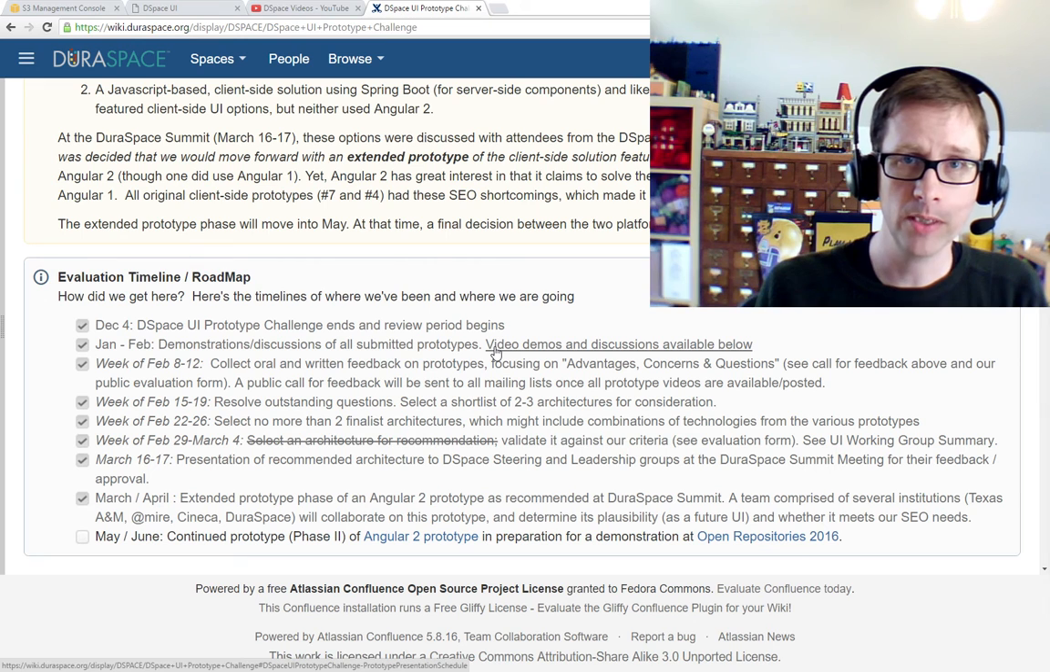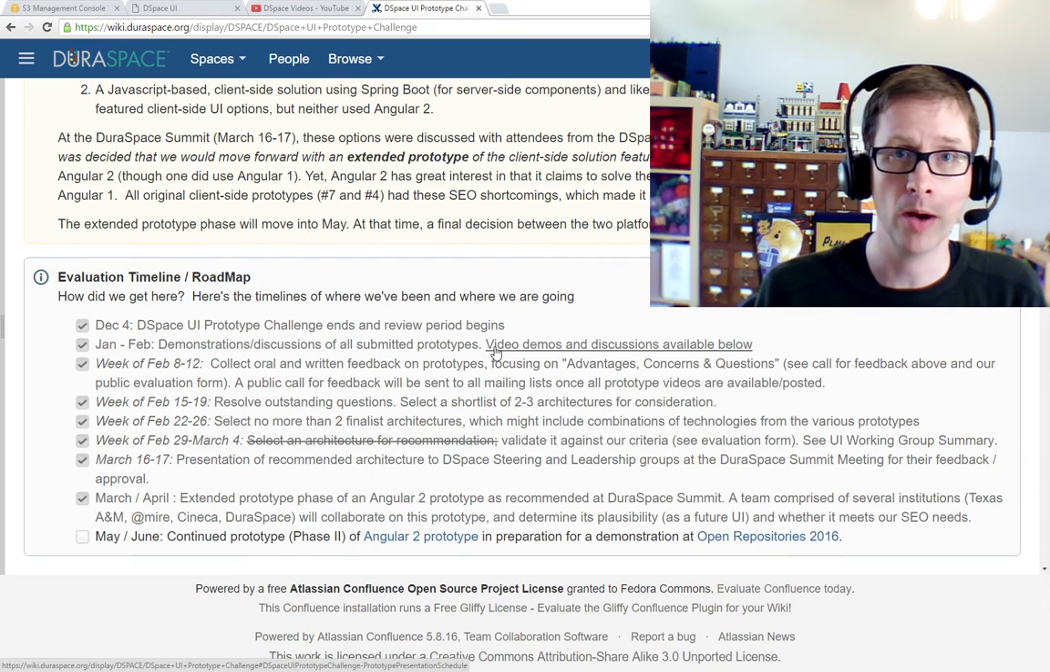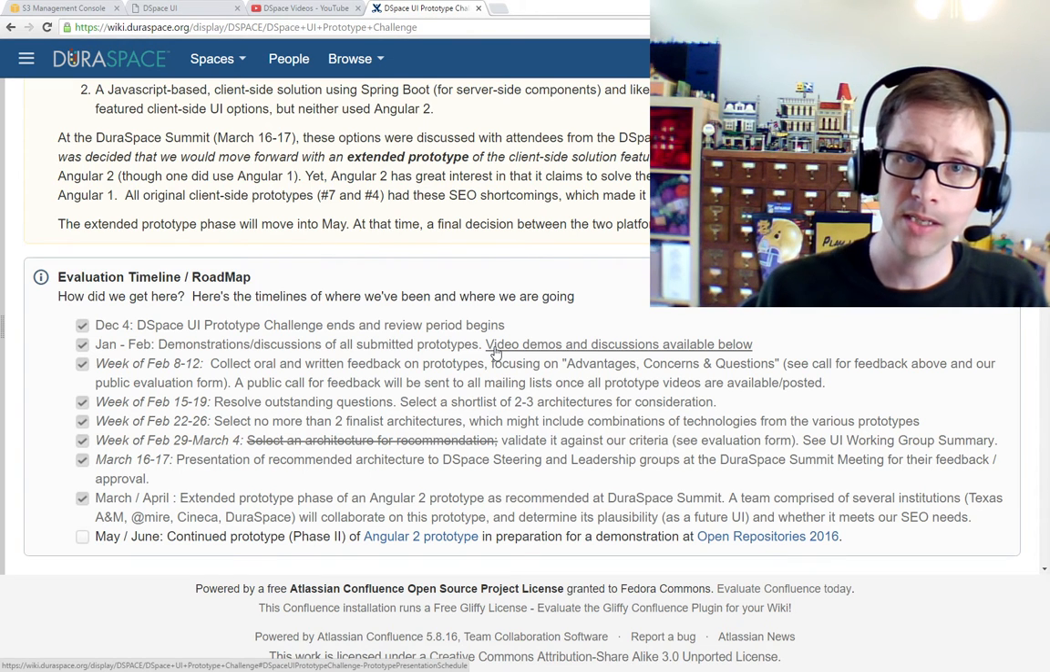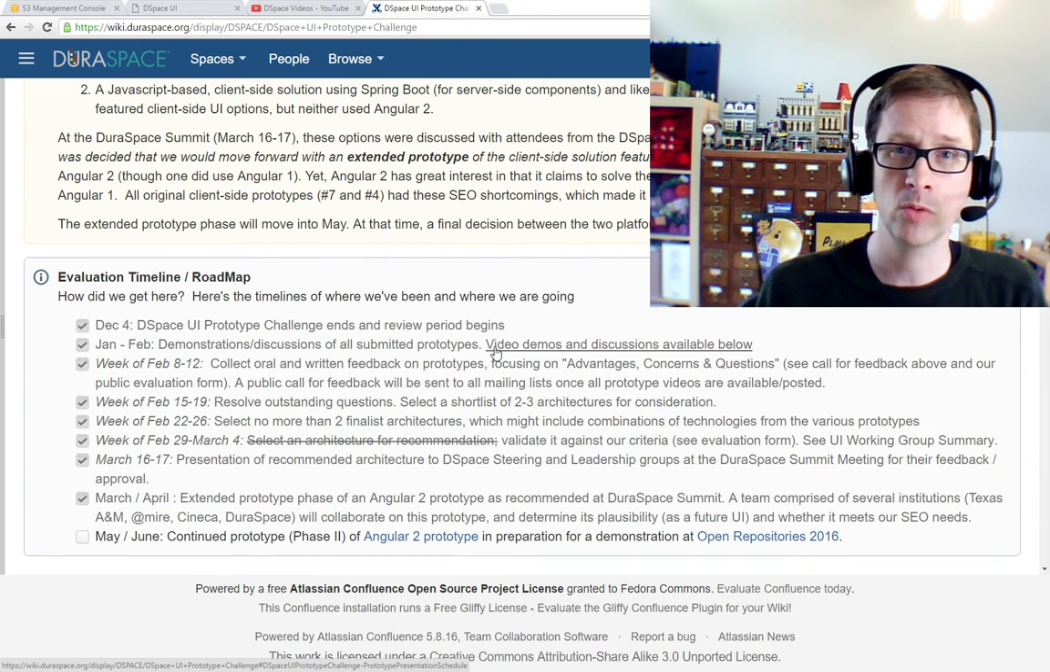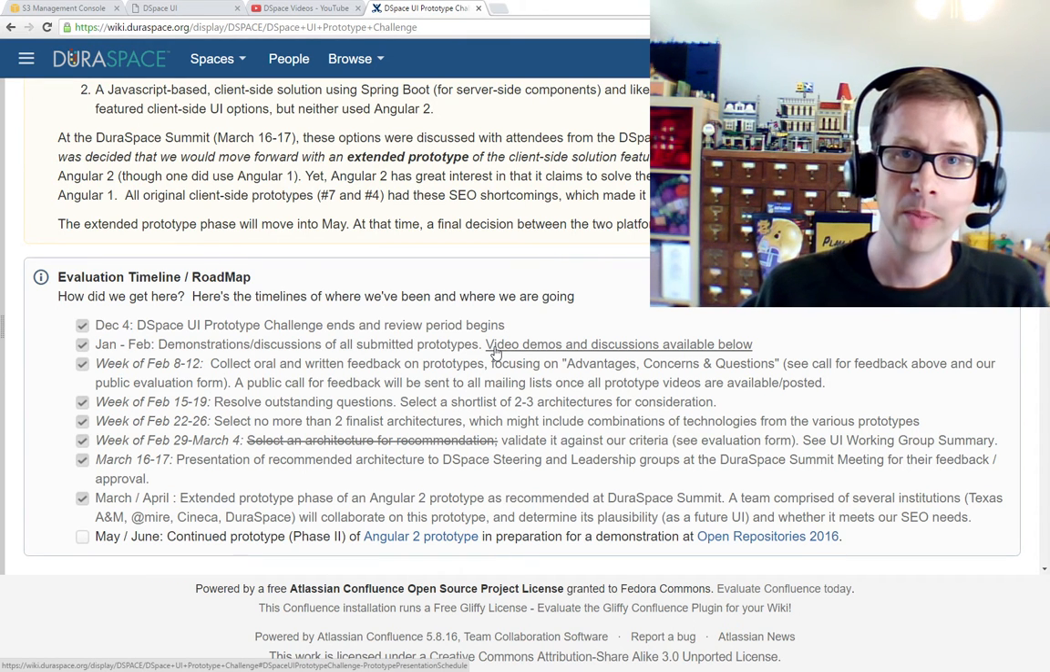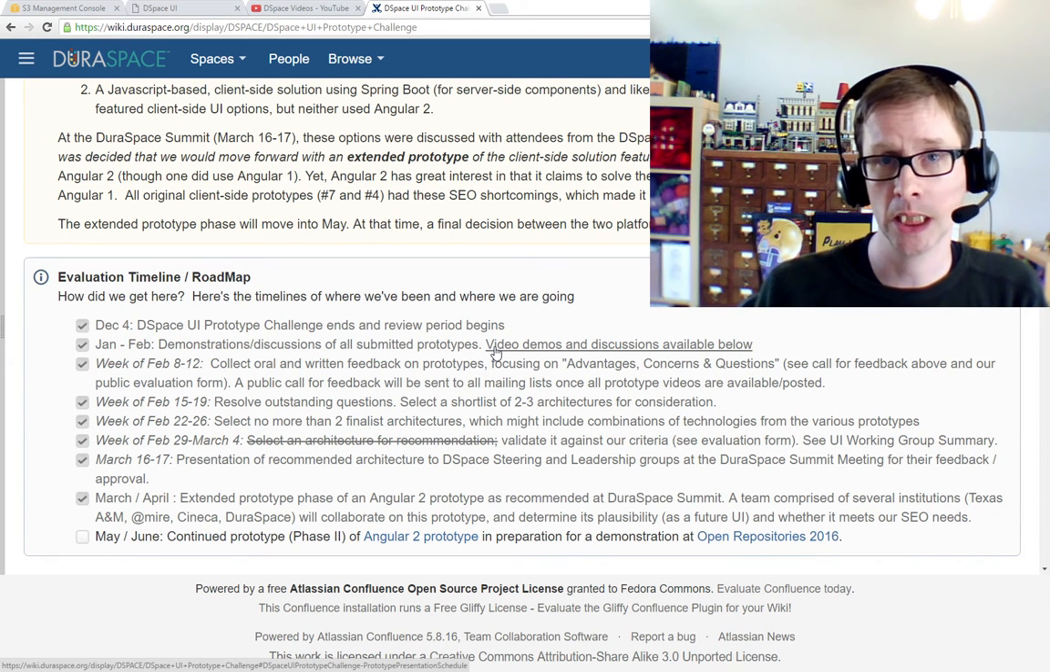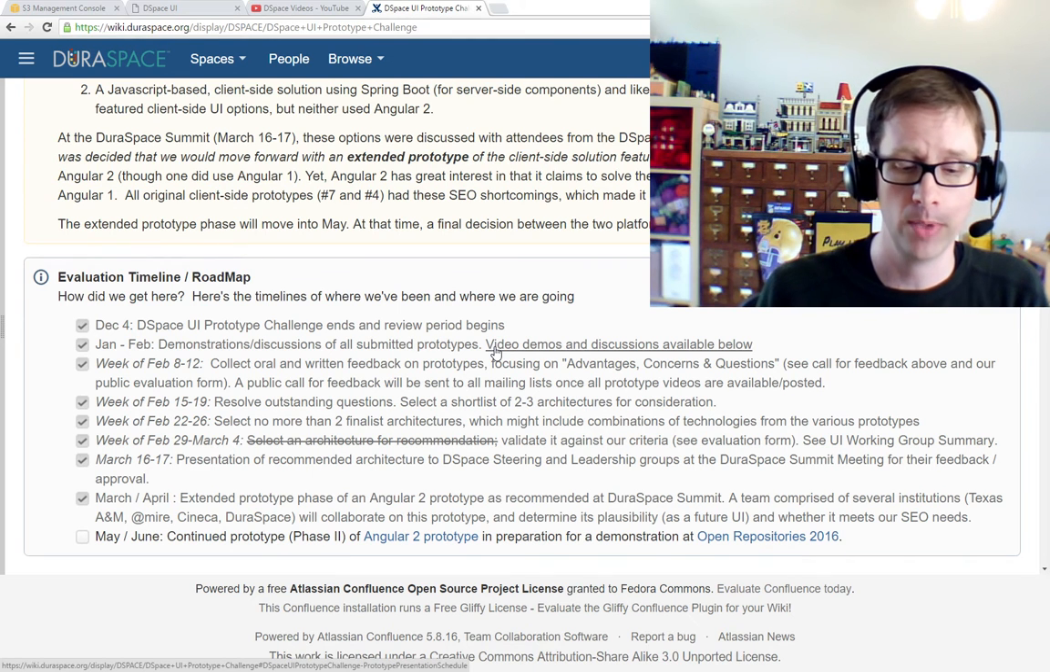And so at the summit, it was decided that a group of 4 institutions would take some time, look into prototyping an Angular 2 user interface, and see what we could figure out. Could we build a basic DSpace user interface, and could we then hand it over to someone like Google Scholar and have it indexed, and see how that would work out and see what our experience was with that? So 4 institutions signed up immediately that day. We had Texas A&M, Atmire, Cineca, and DuraSpace.